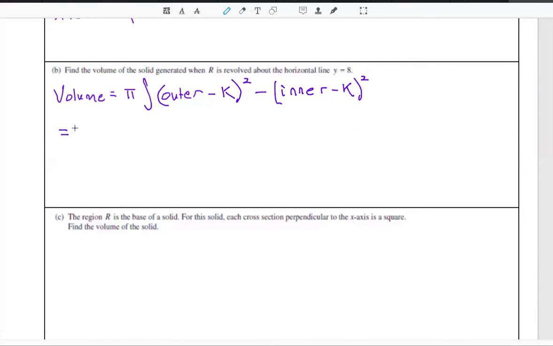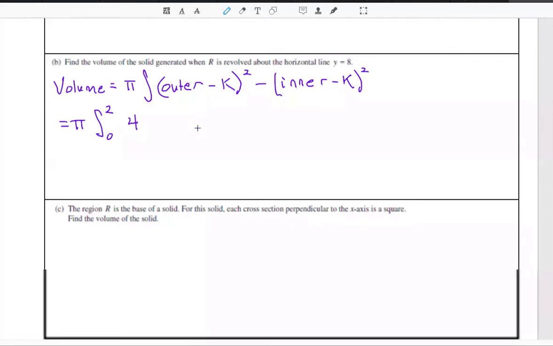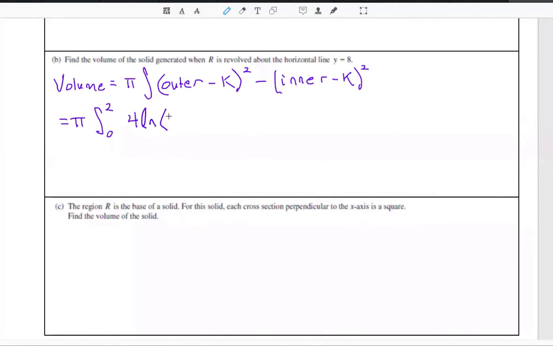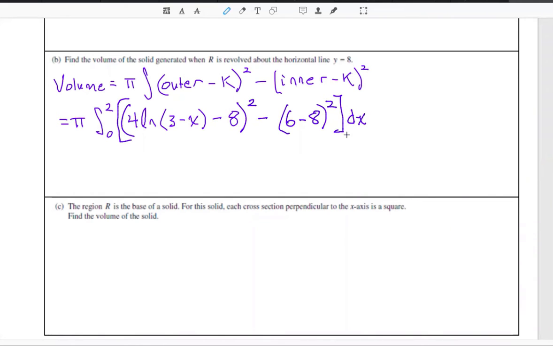So here's ours. We're going to do pi integral from, again, 0 to 2, because that's not going to change the entire problem. And so my outer now is the natural log function, as I said before. So it's going to be 4 natural log of 3 minus x, and then minus 8, because 8 is our k value up here. That quantity is going to be squared, and then we're going to subtract our inner, so it's going to be 6 minus 8 quantity squared, and then all of that stuff dx.